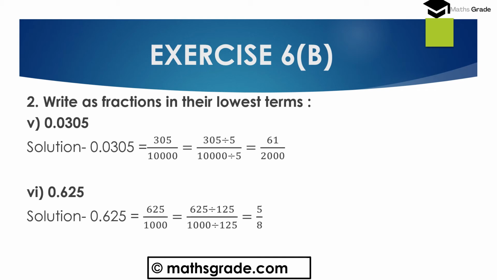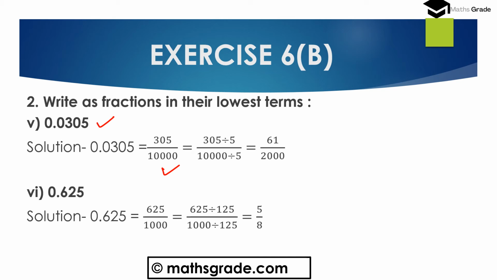Now question number 5, 0.0305. We have to find the lowest term of the fraction of the decimal 0.0305. Here after the decimal point there are 4 digits, so we have to divide the numerator 305 by 10,000. So 305 divided by 10,000, and between 305 and 10,000, 5 is the common factor.